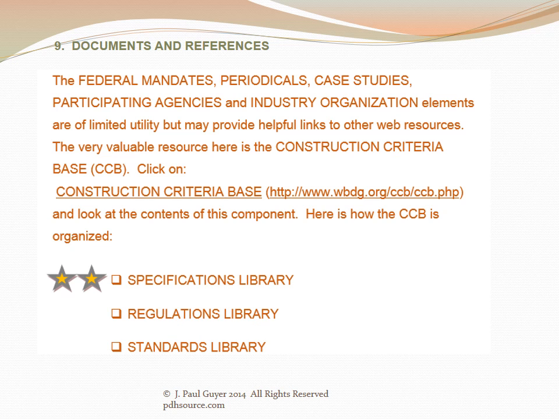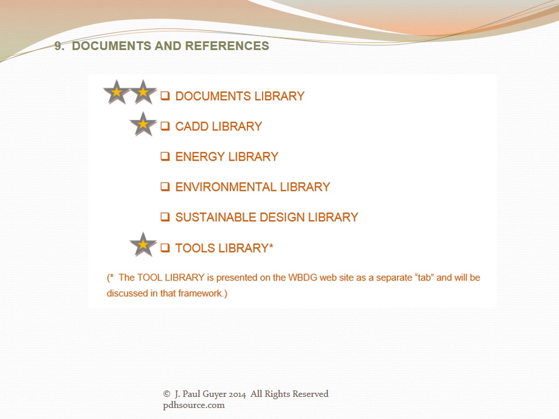Here is how the construction criteria base is organized: specifications library, regulations library, standards library, documents library, CAD library, energy library, environmental library, sustainable design library, and tools library. Note that the tools library is presented on the whole building design guide website as a separate tab and will be discussed in that framework later.